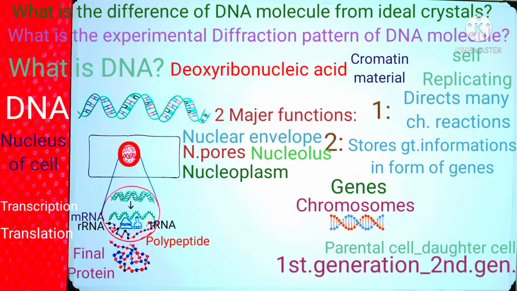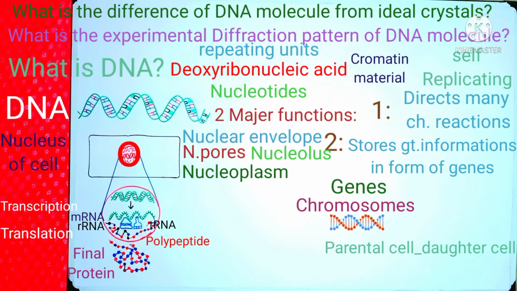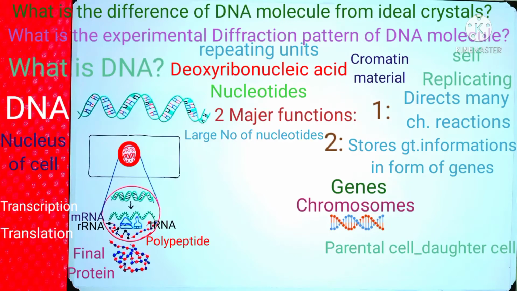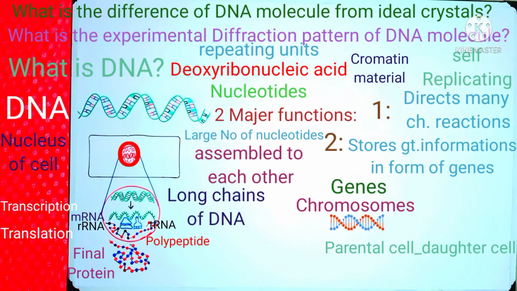DNA is a self-replicating organelle. It consists of a large number of subunits that are repeating units of the DNA molecule known as nucleotides. Very huge amounts of nucleotides are assembled to each other to form long chains of DNA. To understand the nucleotide concept and DNA structure in a premium way, you must watch my videos about nucleotides and DNA as a genetic material, because from these videos you can get minor details about DNA structure.